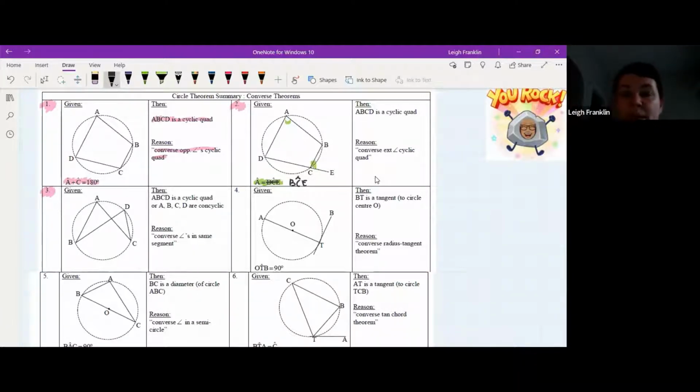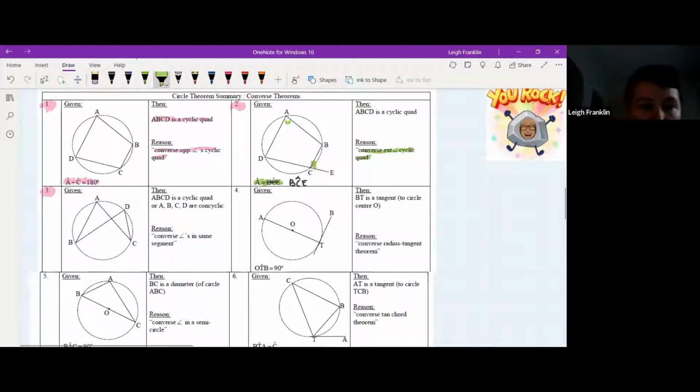Then the reason that ABCD is cyclic is because of converse exterior angle of cyclic quad. So if angle A is equal to angle BCE here on the outside, can you see how DC has been extended to E to create that angle on the outside? Then we could prove that ABCD is cyclic using converse exterior angle of cyclic quad.